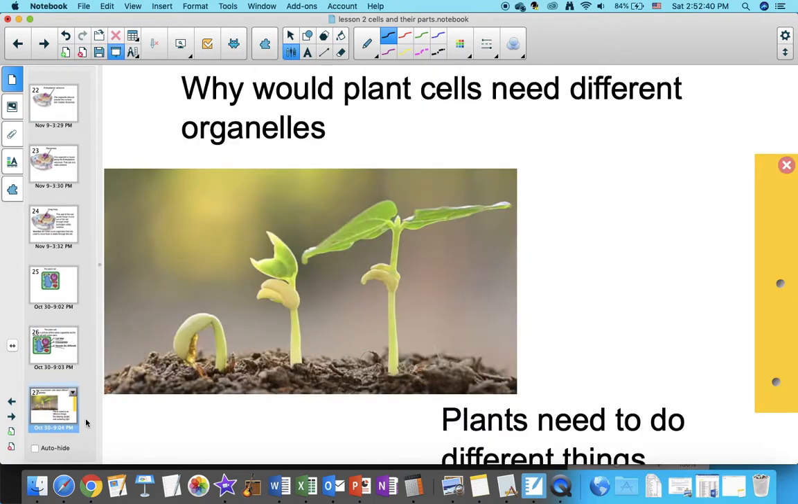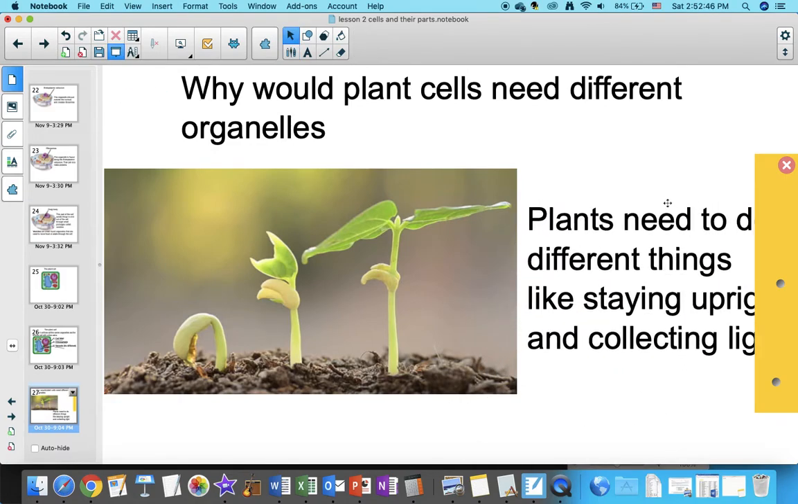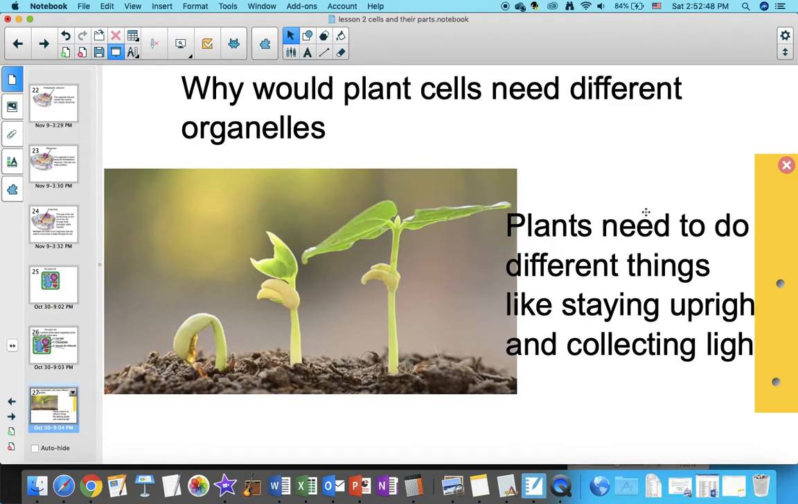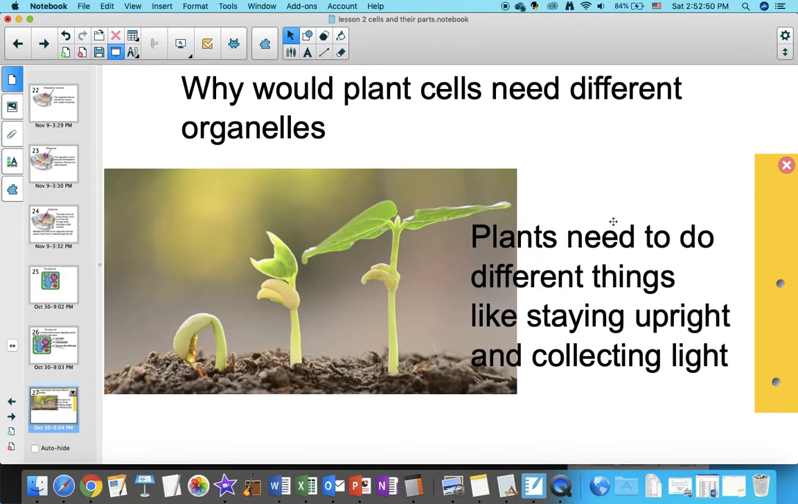So why would plant cells need different organelles? Well, the reason is because plants need to do different things. They need to stay upright all the time, right? They need to collect light. And so doing these different things that not necessarily every other animal needs to do, for example, animals don't collect sunlight, plants need different organelles to do those jobs.